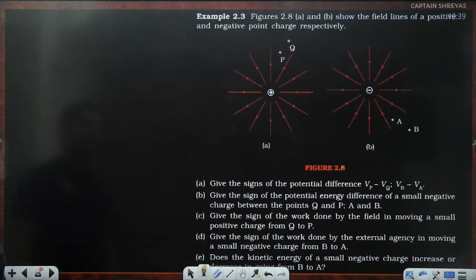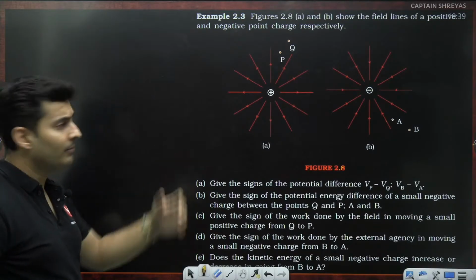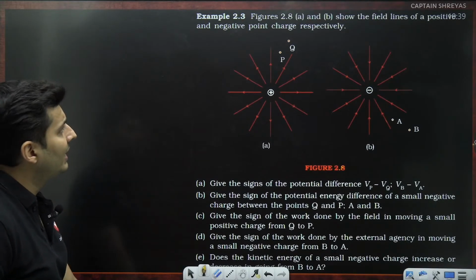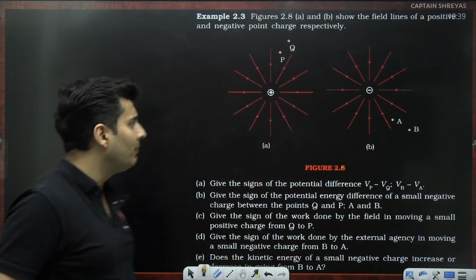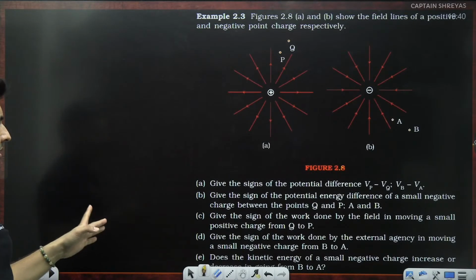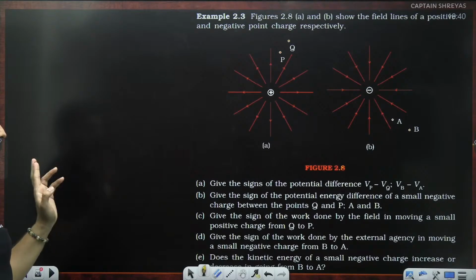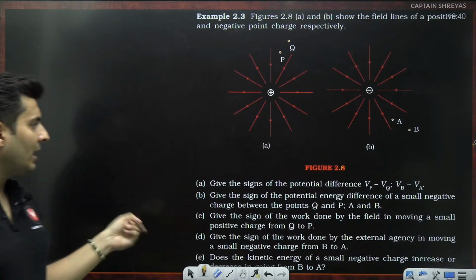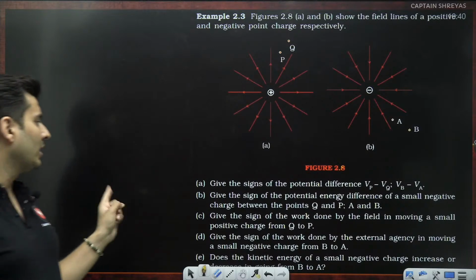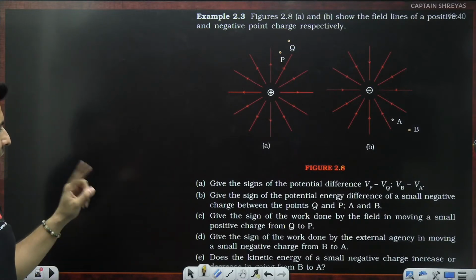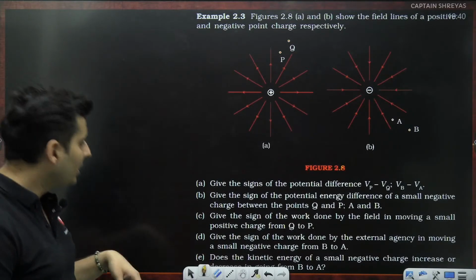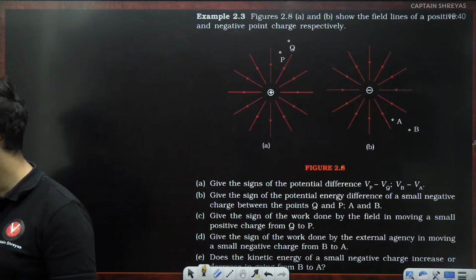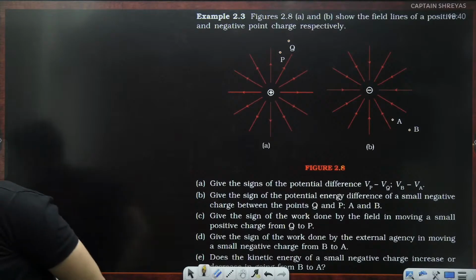Cool. Moving on. Now, next question over here. They have given a diagram of the electric field of a positive and a negative charge separately. Some points are marked P, Q, A, B. Give the signs of potential differences. Give the sign of the potential energy difference for a small negative charge between the points Q and P, A and B. Give the sign of the work done by the field in moving a small positive charge from Q to P. Give the sign of the work done by an external agency in moving the negative charge from B to A. Does the kinetic energy of the small negative charge increase or decrease from B to A? All sorts of possibilities are given over here.